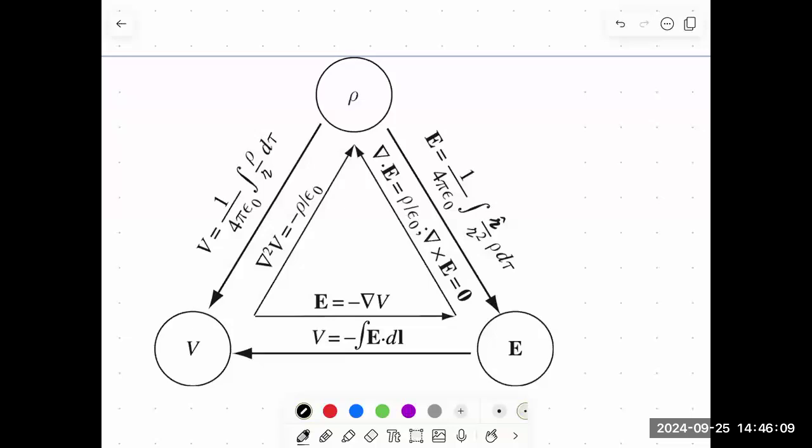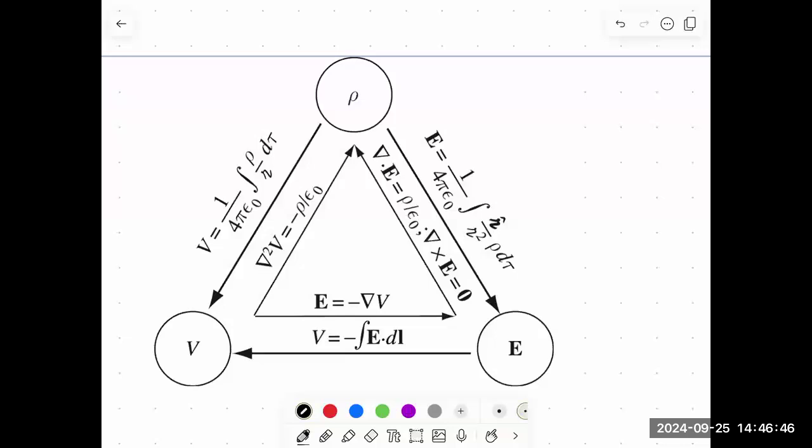What if we're given information about the electric field? Well, I can find the charge density using the differential form of Gauss's law. I could find the electric potential by evaluating this line integral. If I'm given the potential, I can find the electric field by taking the gradient of the potential, and I can find the charge density using Poisson's equation. We've worked all of that out, and in fact, we've done examples of all those things, except potentially these two.